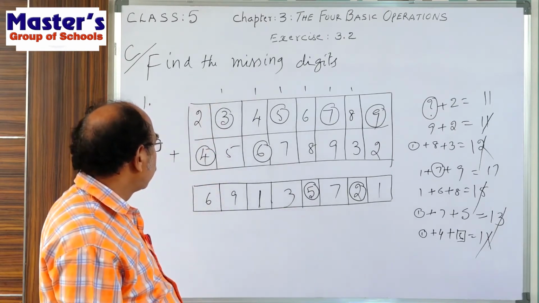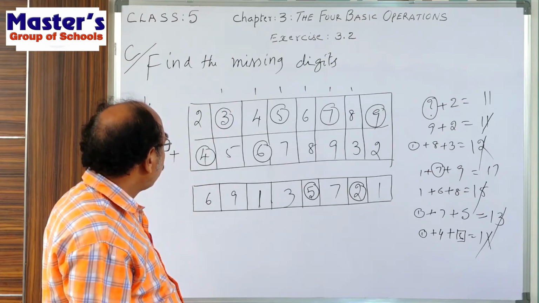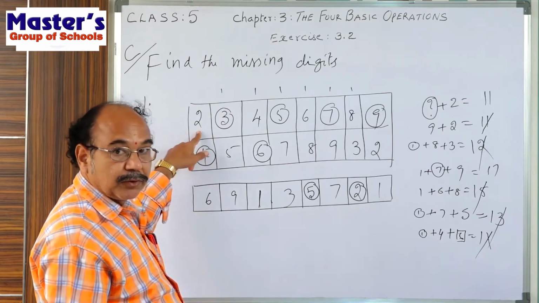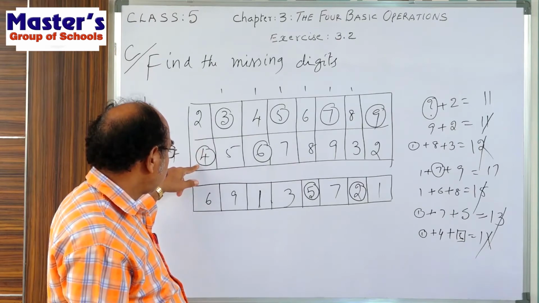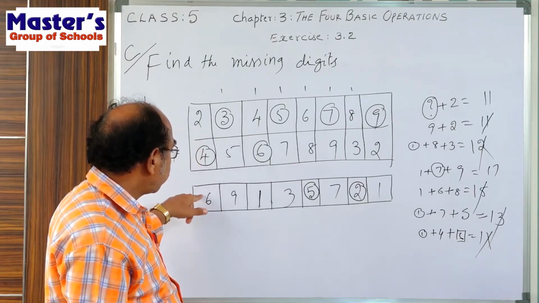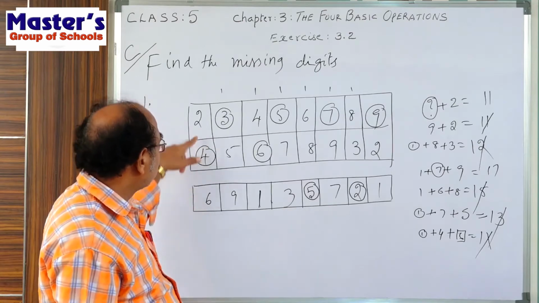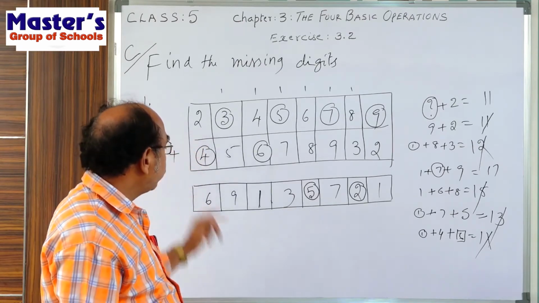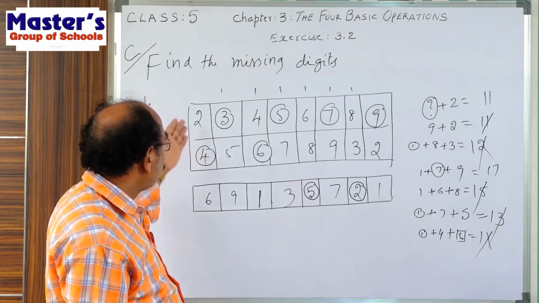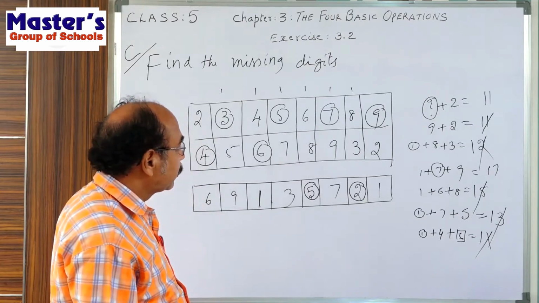Okay, children. Now here 2 is there. 4 is the blank answer. Here 6. To get 6, what is to be added to 2? 4 is to be added. Then 2 plus 4 is 6.